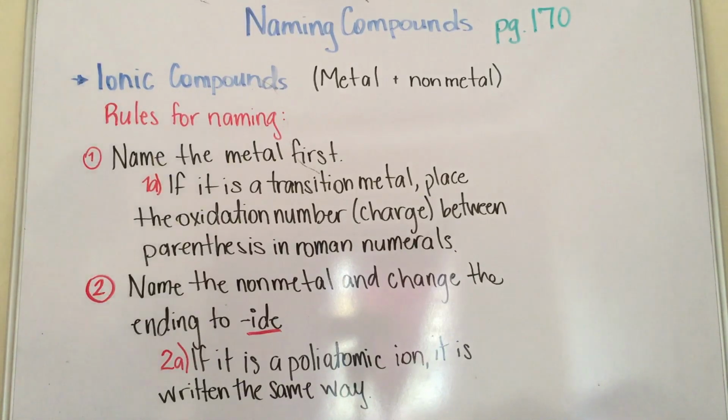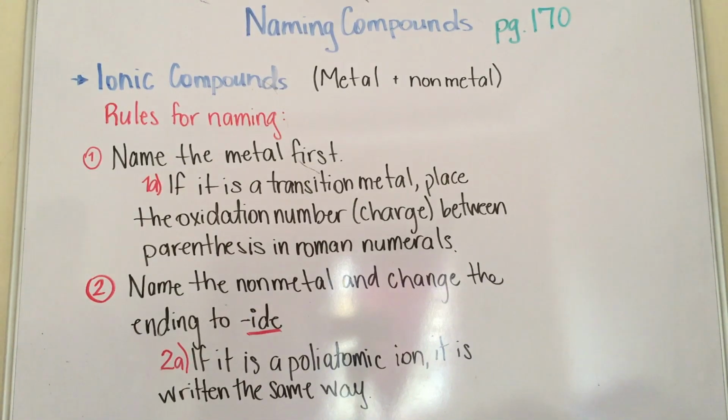All right, for example, if we have oxygen, it's no longer going to be called oxygen. It's going to be called oxide. If we have chlorine, we're going to call it chloride. All right? And if it is a polyatomic ion, it is on the back of your periodic table and they have a given name, we're not going to change that name. It's reading the exact same way. So we're going to start with a few examples.